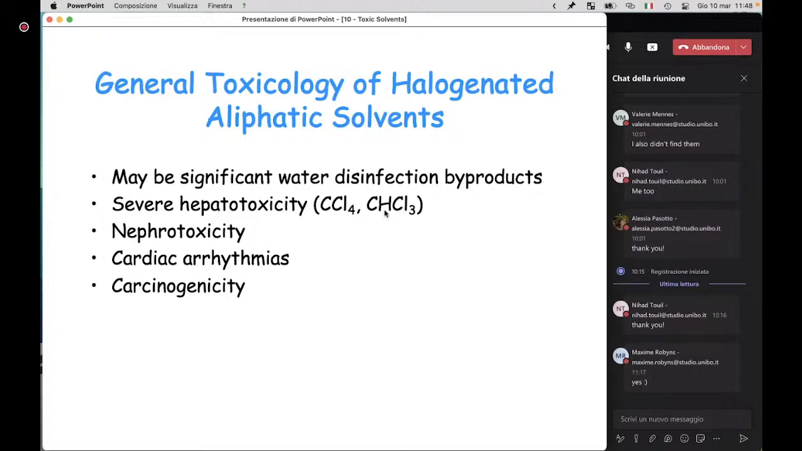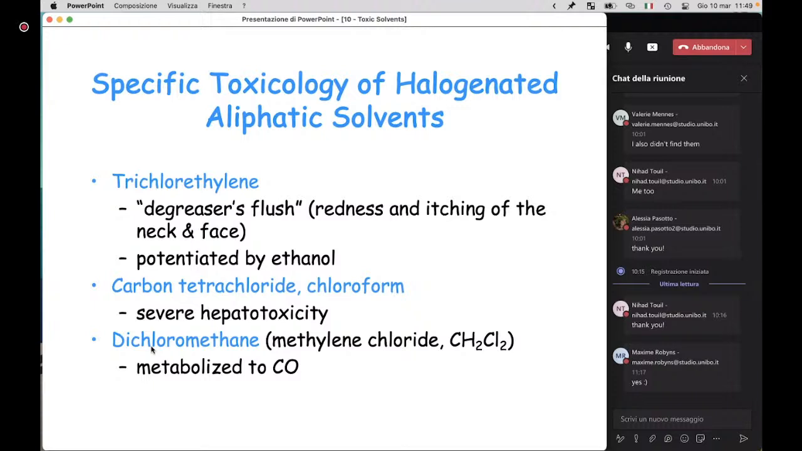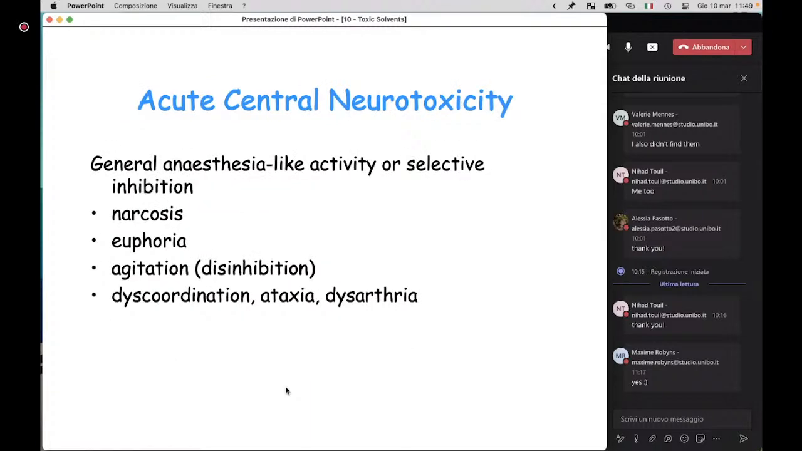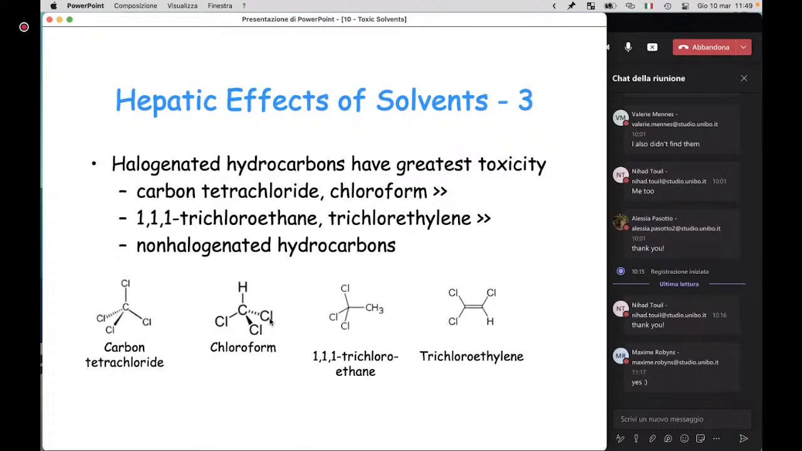In particular, we have three very important solvents that are used in a lot of applications. So trichloroethylene, carbon tetrachloride or chloroform, they're very similar, and dichloromethane. Here we have to see in the formulas, okay, carbon tetrachloride, carbon with 4 chlorines, chloroform, carbon with 3 chlorines, and trichloroethylene. Dichloromethane is again 1 carbon with 2 chlorines.